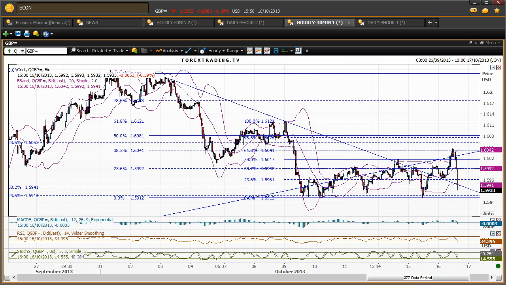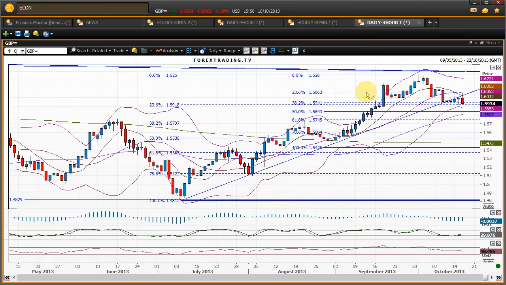I've got the cable for you here, and quite a reversal we're seeing today. We've been up to a high of about 1.6045 and we're last trading at 1.5933. We've got the equities firmly in the green. We've had a push to the upside this morning on both euro dollar and cable. Dollar was under a bit of pressure, but running into resistance.